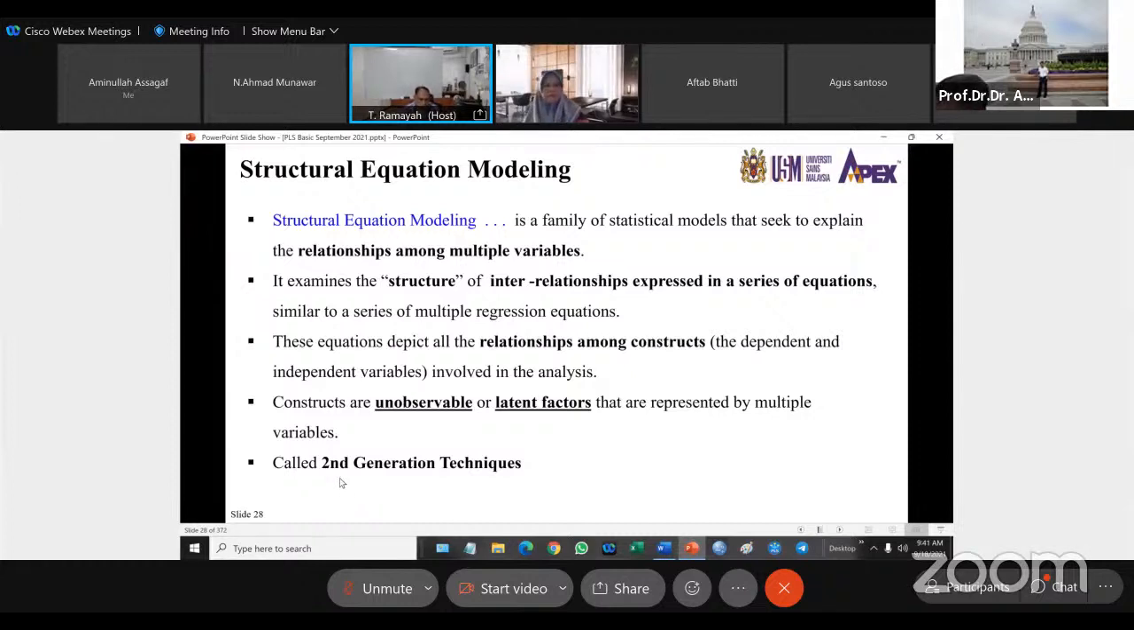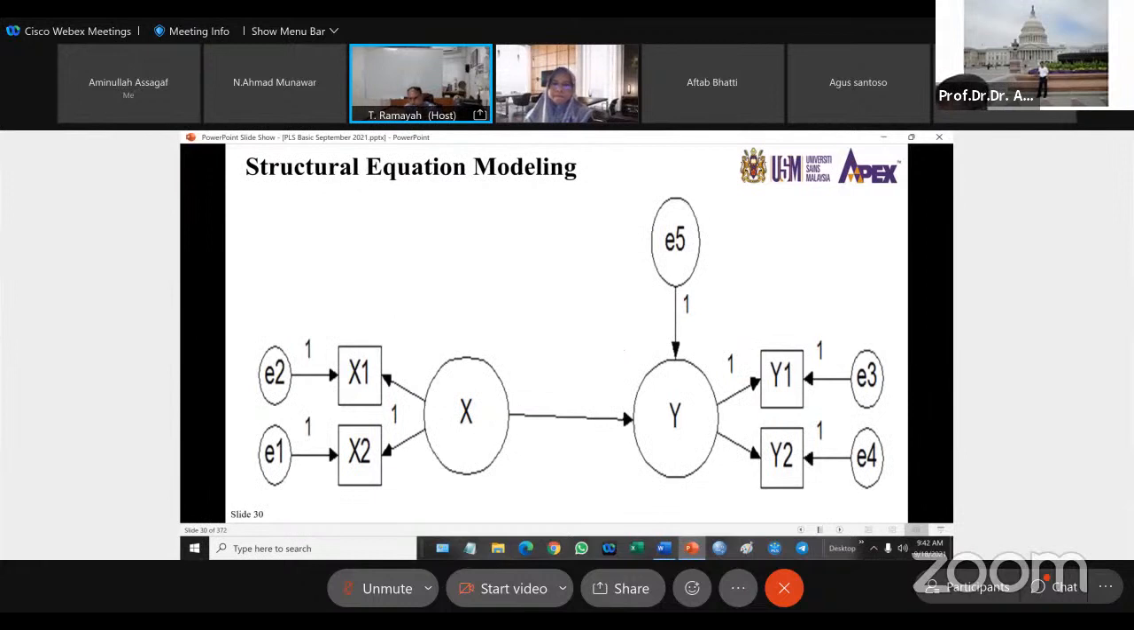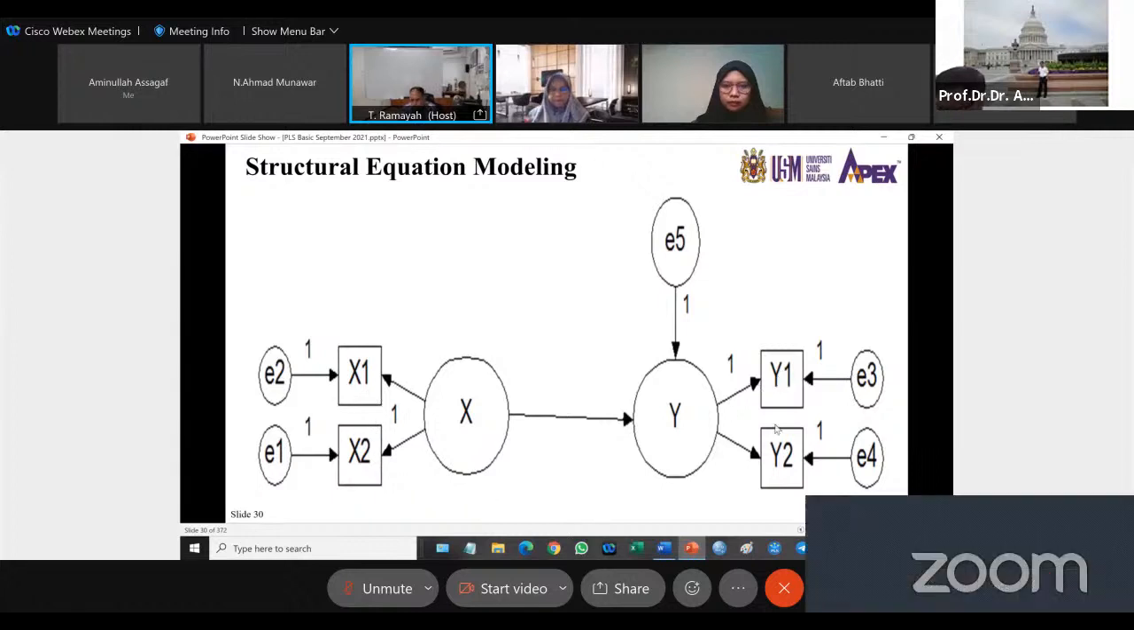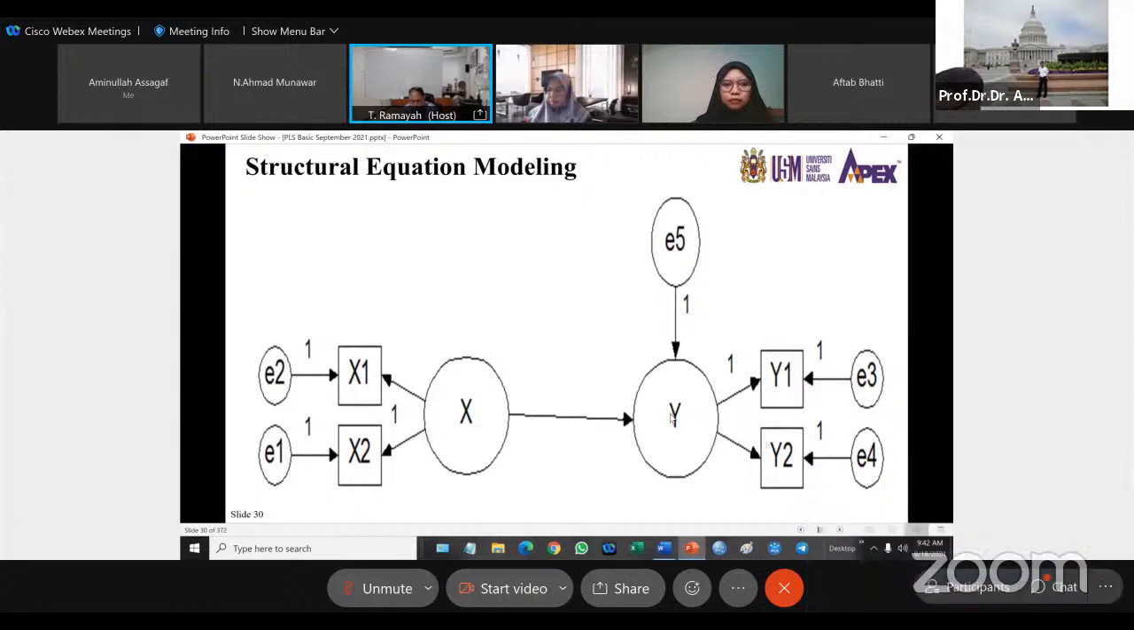So structural equation modeling, we call them second generation technique because there's a slight difference from the factor analysis that you run in EFA and CFA. Okay, here we have a variable called X and a variable called Y. Variable X is measured by X1 and X2. Variable Y is measured by Y1 and Y2. In your data, you only have X1, X2, Y1, Y2. You don't have a variable called X or Y yet. What we will do in SPSS is take the average of these two items to become a variable called X, and average these two items to become Y. And you have to do this manually.